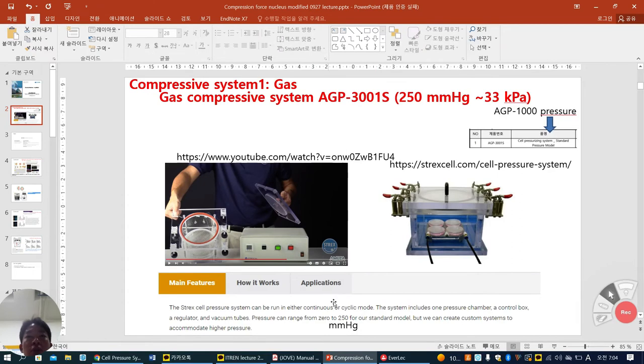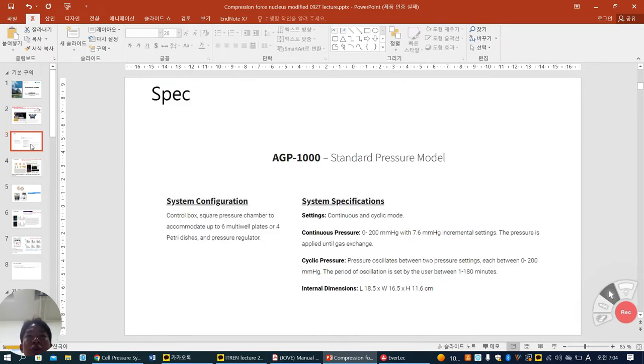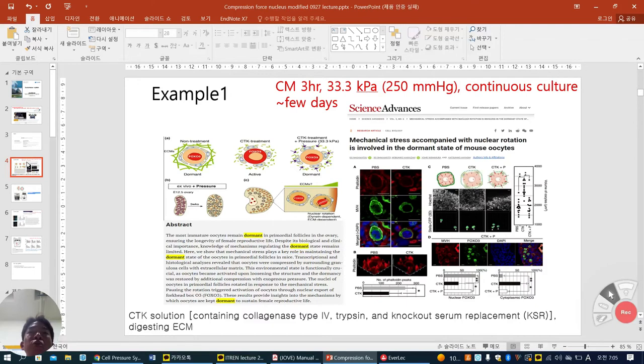So how does it work? The spec is, as I told you, up to 200 mmHg with 7.6 millimeter incremental setting. And then you can also induce some waveform or static form. Either way, you can play with it. So how has this machine been used before?